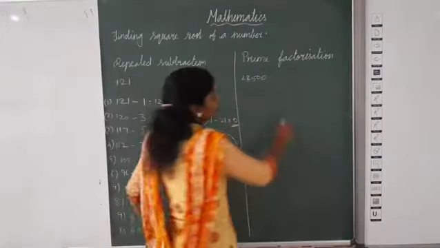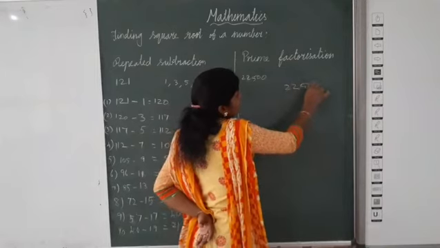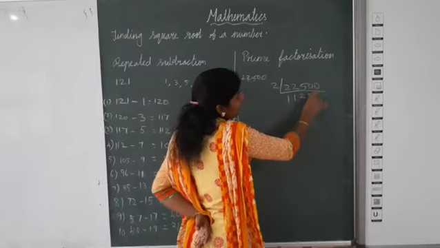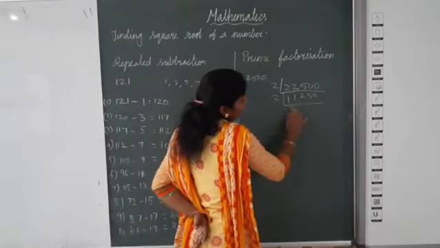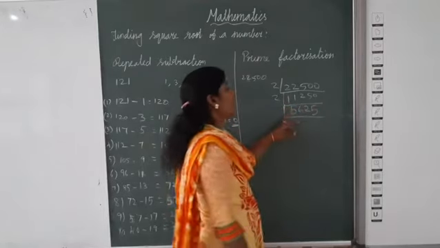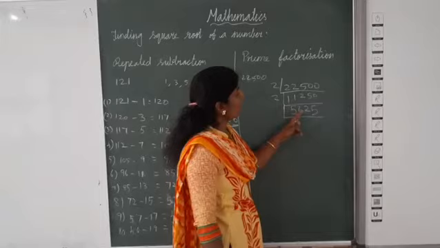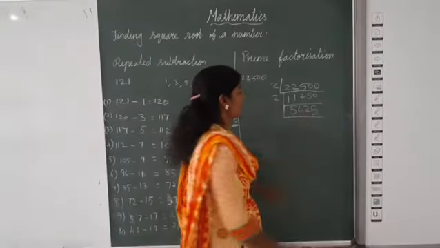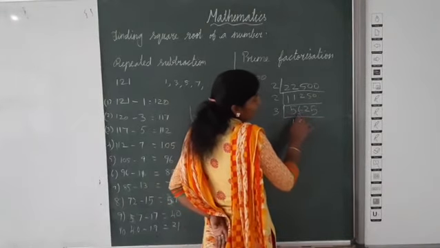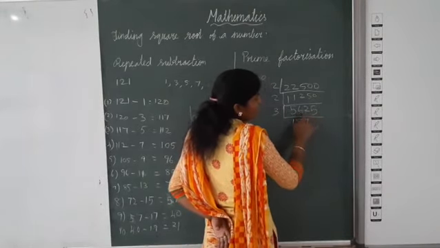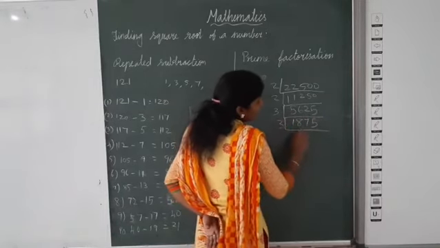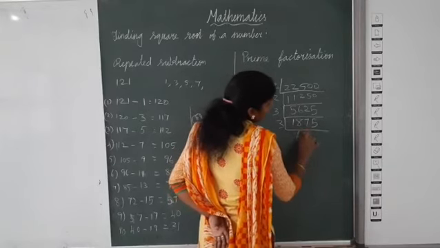Now prime factorization method means, 22,500 is in the method. 2 table: 1 2 is 2, 2 2 are 4, 5 2 are 10, 0. Then 2 table again, 5 2 are 10, 6 2 are 12, 2 2 are 4, 5 2 are 10. Then 3 table: 1 3 is 3, 8 3 are 24, 7 3 are 21, 5 3 are 15. Then 3 table, 6 3 are 18, 2 3 are 6.